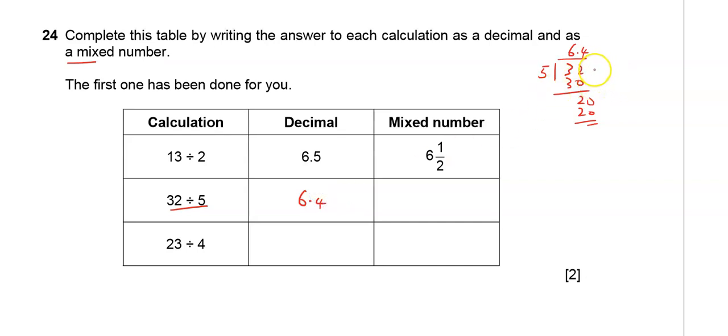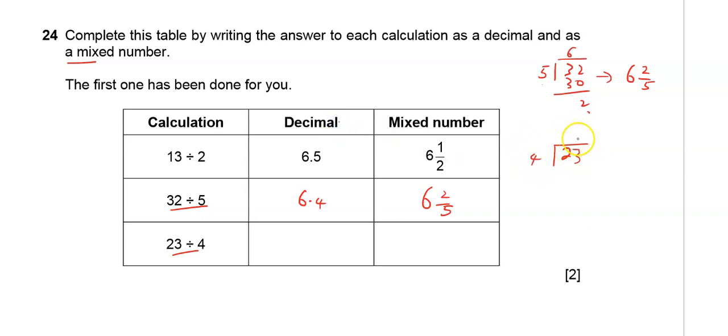Then the fraction: 6 times 5 is 30, so the remainder is 2. Therefore, the fraction here is 6 and 2 over 5. So 6 and 2 over 5. Next, 23 divided by 4. We find the decimal first.